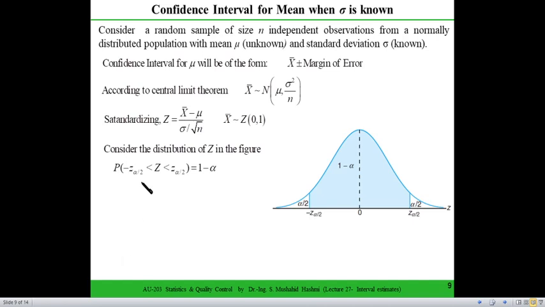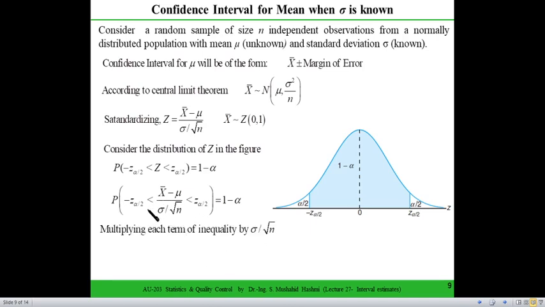As we already know, Z itself is a random variable, and the probability of Z lying in the range from minus Z alpha by 2 to plus Z alpha by 2 is 1 minus alpha. So Z is replaced by the standardized score. Because I have sigma over root n here, I am multiplying both sides of this inequality by sigma over root n. Once you multiply, this cancels out, and you end up with sigma over root n on each side.